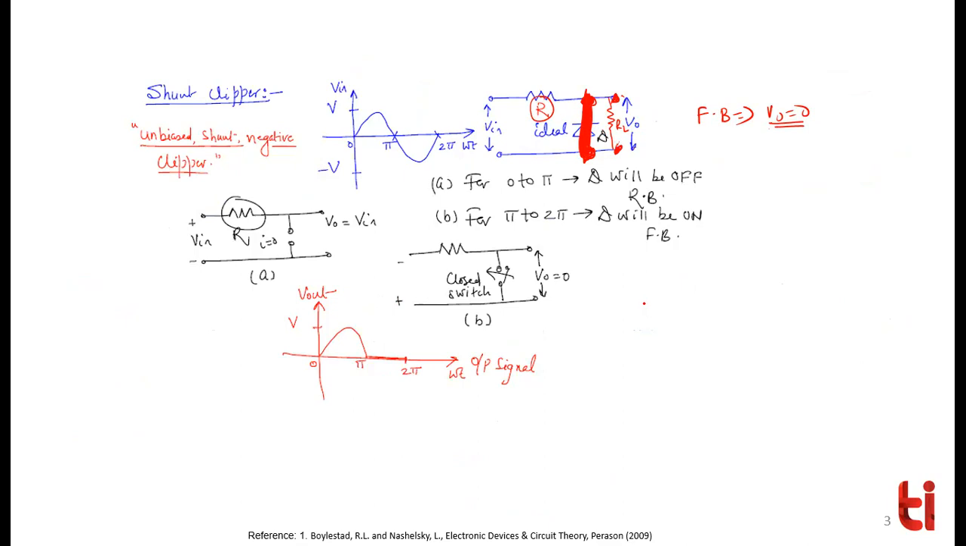Why? Let's take an example. Let's say you have a biased shunt clipper. You have a diode and you have a battery also, like this. If the diode is forward biased now, so make it short, but now the output is not equal to 0 because there is a battery here. Let's say a 2-volt battery is there, plus and minus. So definitely the output is not 0. What is the output? The output is 2 volts.